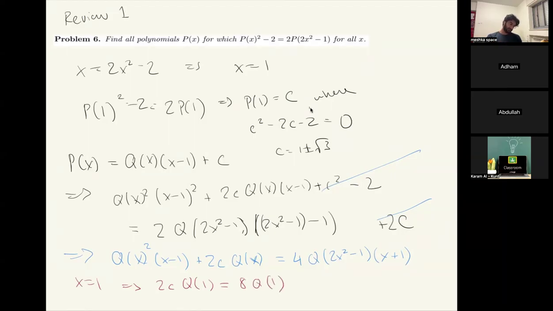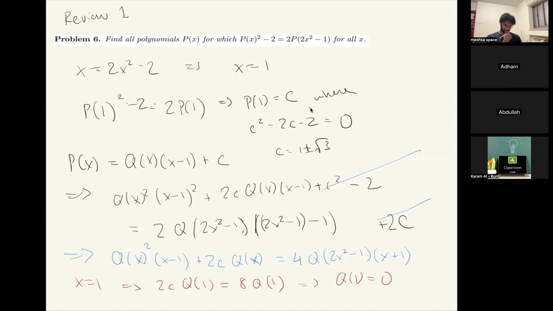Okay, now what does it mean? Well, c is a number. It's not equal to 4, so the two sides won't cancel. So in particular, it gives us that q of 1 is again equal to 0. Great. So q of 1 equals 0.